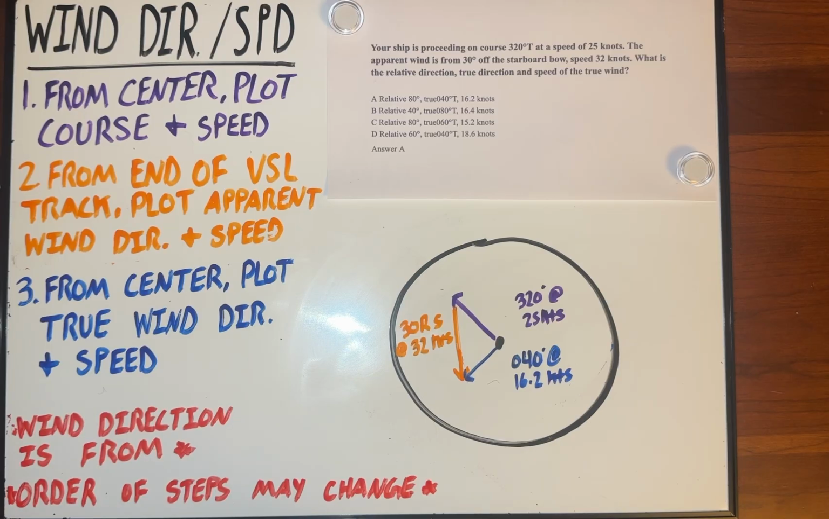So your ship is proceeding on course 320 true at a speed of 25 knots. The apparent wind is from 30 degrees off the starboard bow, speed 32 knots. What is the relative direction and speed of the true wind?